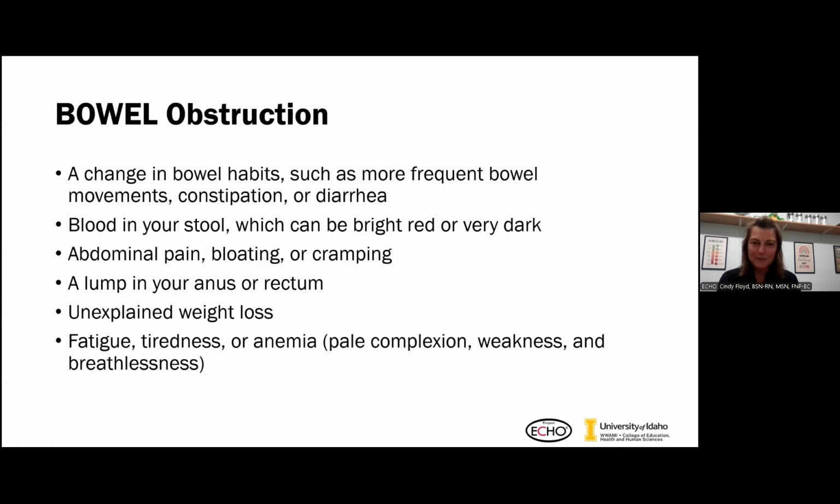Hopefully we never have to deal with this, but watch for any changes in bowel movements, super watery diarrhea or not having a bowel movement, saying that they have blood in their stool, bloating, cramping, unexplained weight loss, and any anemia, being tired, just a change in who they are, the way they are at school. Super important. Having that conversation with parents that they need to go in and get an exam.